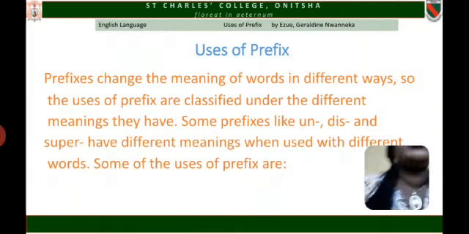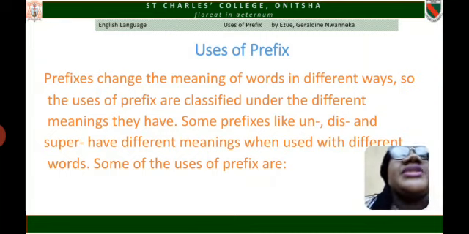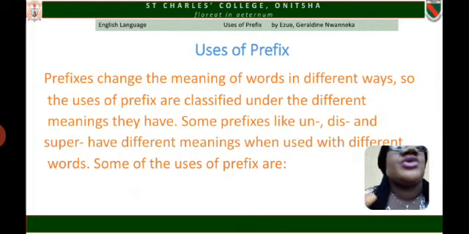Now we move to the lesson proper. Uses of prefixes. Prefixes change the meaning of words in different ways. That is why we say that we use a prefix to modify the meaning of words, because these prefixes have meaning in themselves. So when we add a prefix to the root word, it modifies the meaning of the word in different ways. So the uses of prefixes are classified under the different meanings they have.